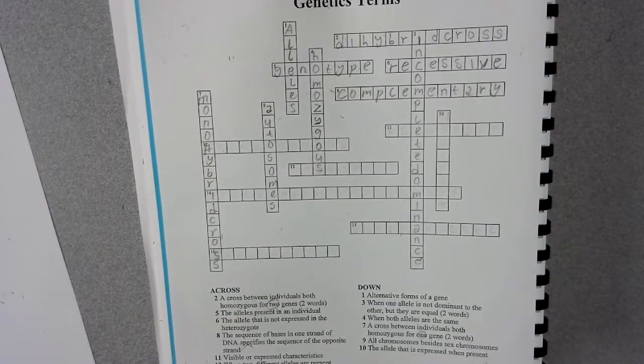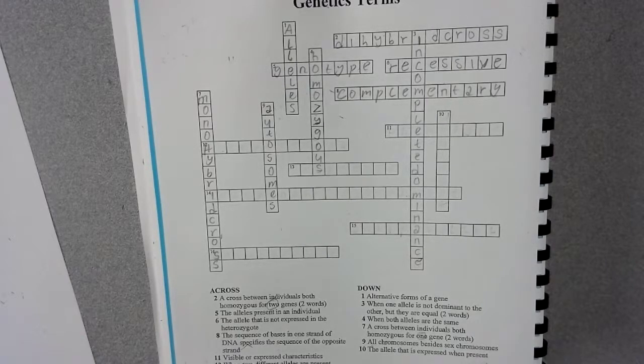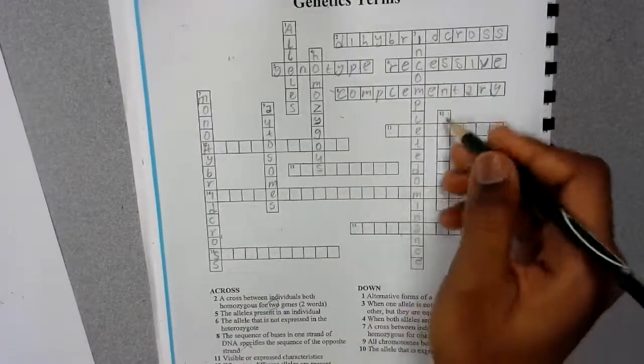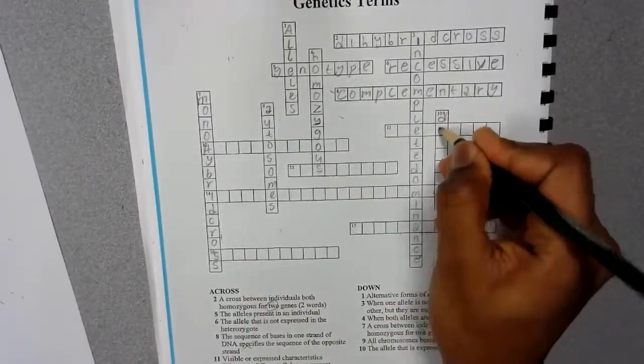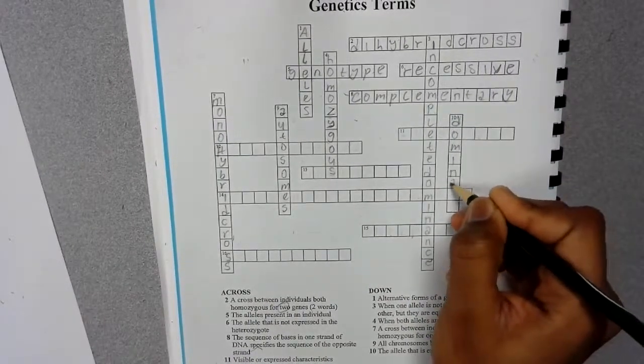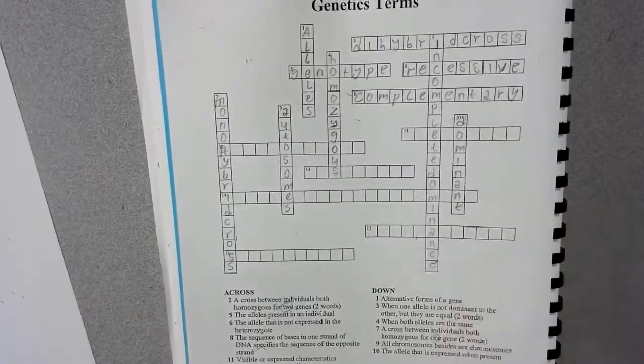Number 10, the allele that is expressed when present. That is the dominant one. The recessive is the one that is not expressed in the heterozygous form. The one that is expressed when present is called the dominant one. So number 10 is dominant. D-O-M-I-N-A-N-T, dominant.